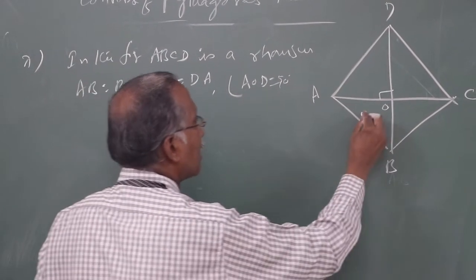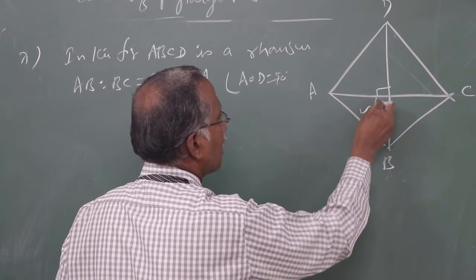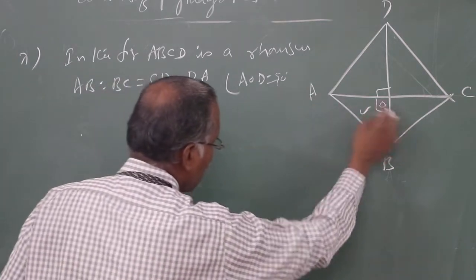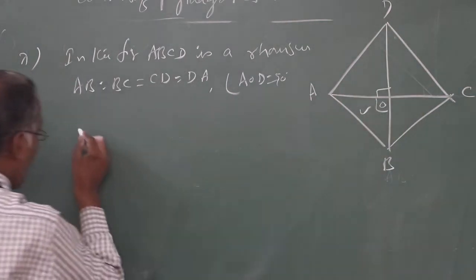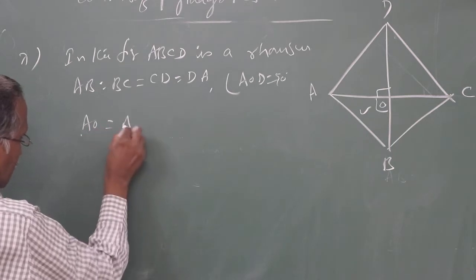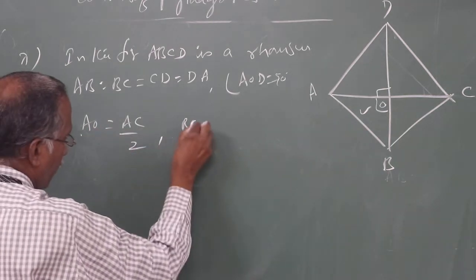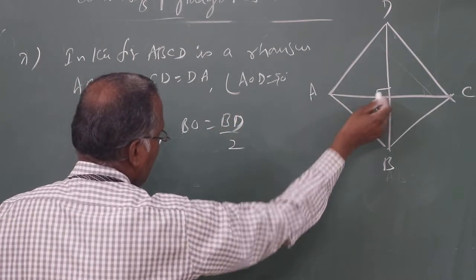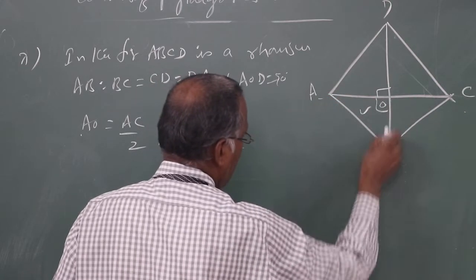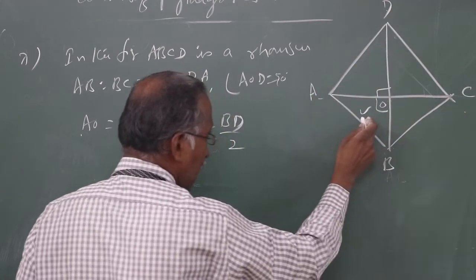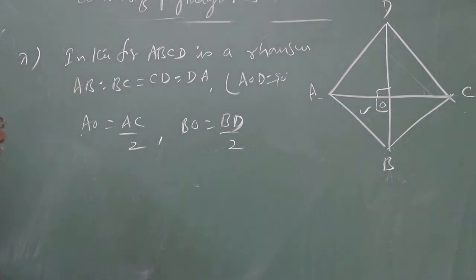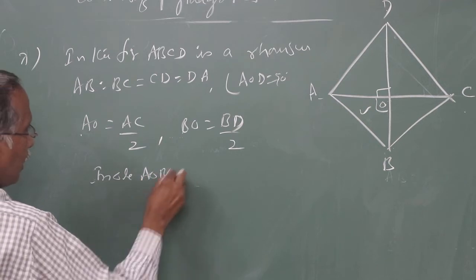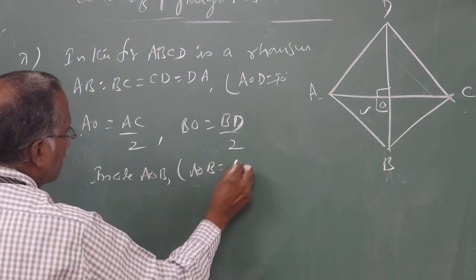Look at this now. In the triangle AOB, let us apply the Pythagoras theorem. You know very well that diagonals bisect each other. That means AO is equal to AC by 2, BO is equal to BD by 2. When they are bisecting each other, AO is half of AC, BO is half of BD. Let us apply the Pythagoras theorem in the triangle AOB. So, in the triangle AOB, angle AOB is equal to 90 degrees.